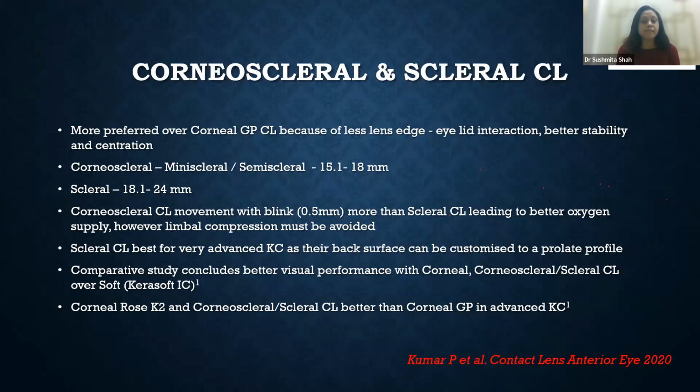The scleral contact lenses are best for very advanced keratoconus, as the back surface can be customized to a prolate profile, and a comparative study concludes that better visual performance with corneoscleral and scleral contact lens over the soft contact lens has been noted.